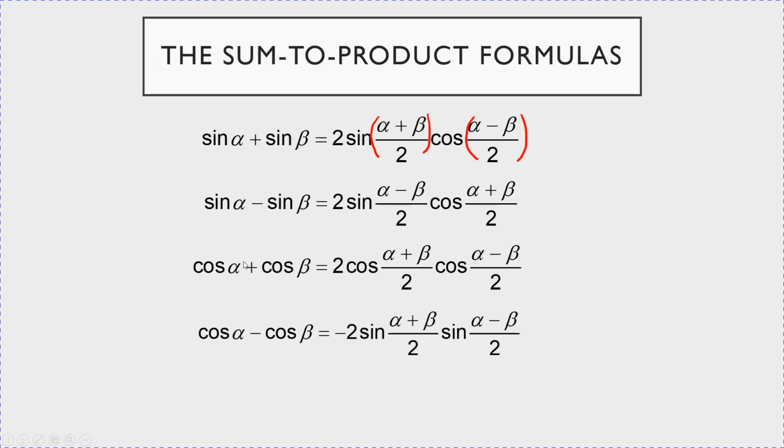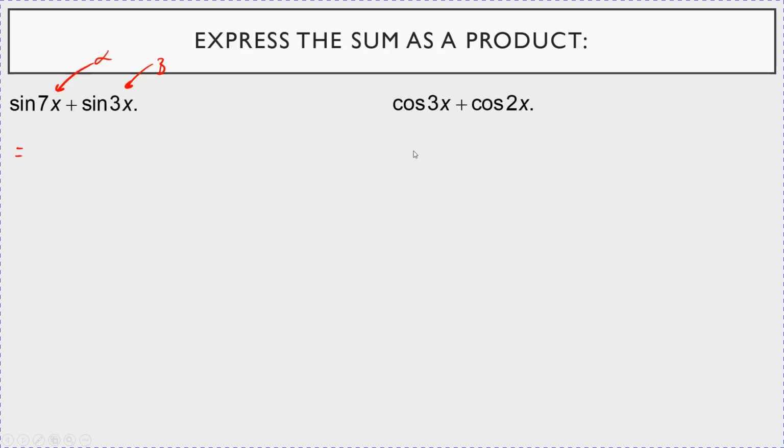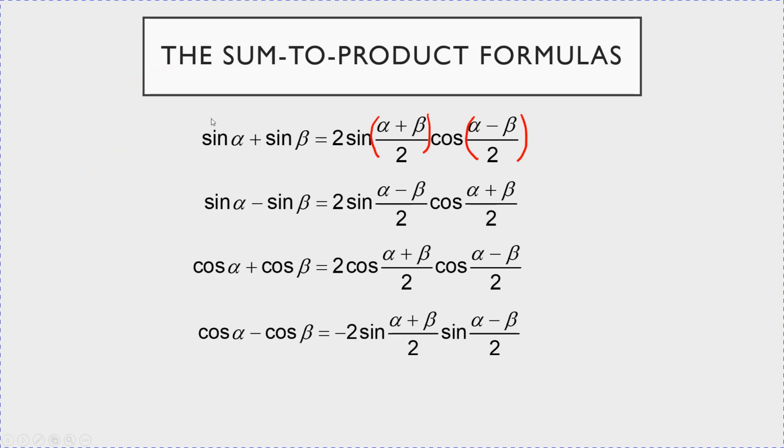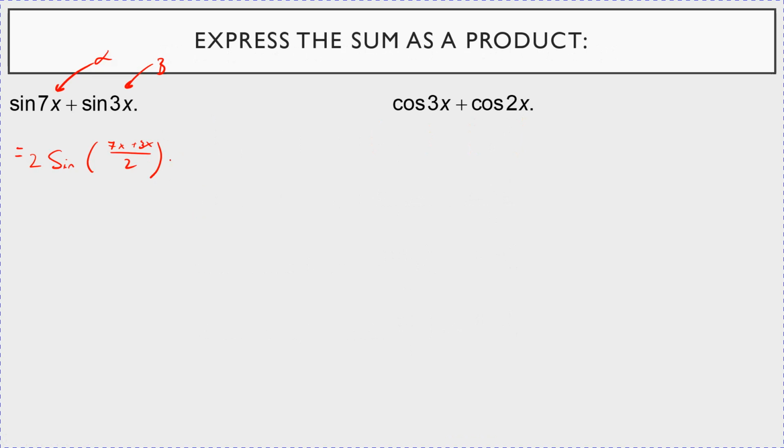All right, so what is the formula here? It's 2 sine of alpha plus beta divided by 2. So this is 2 sine of 7x plus 3x divided by 2. And then it's cosine of alpha minus beta divided by 2. Cosine of 7x minus 3x divided by 2.